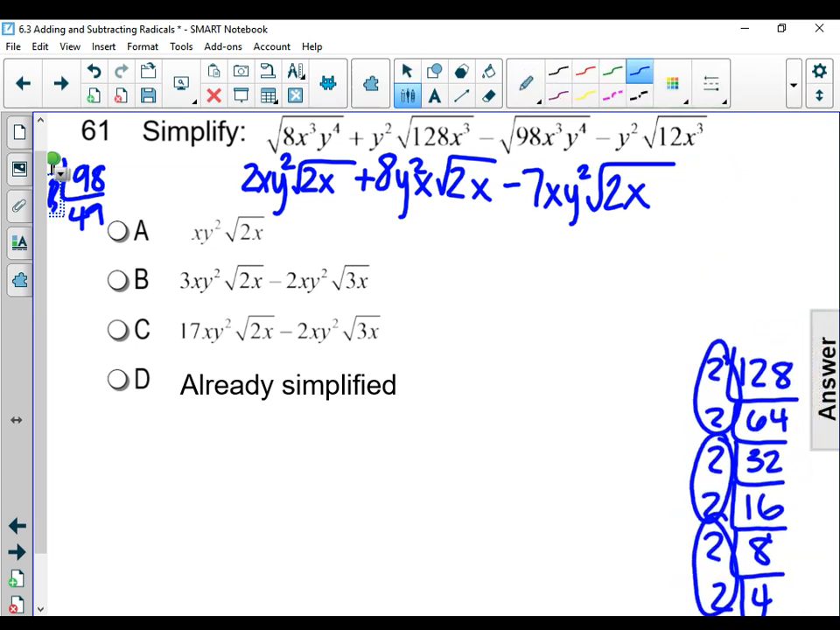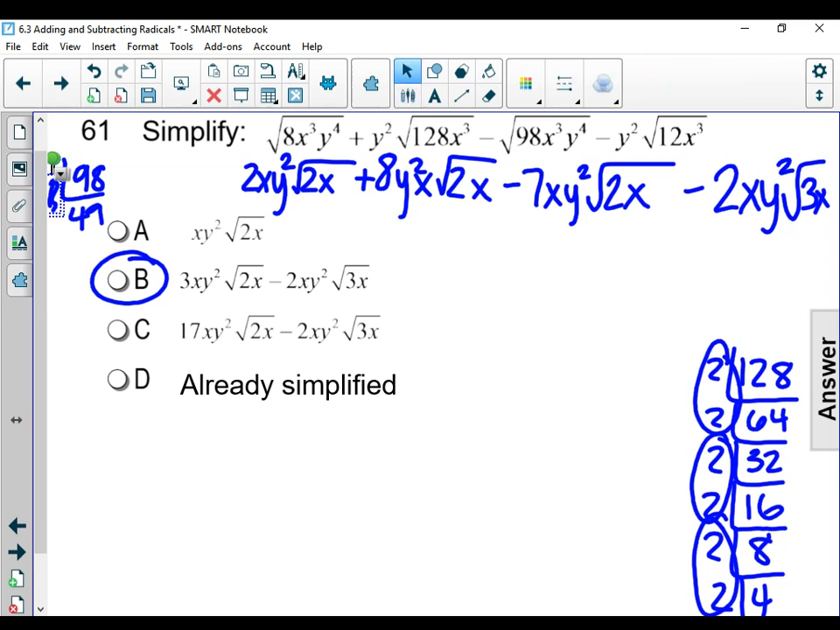And our last one, 12, we know that's going to reduce to 2 root 3. We still have an x that came out. We still have our y squared, but then we have 3x inside here. So we are going to be able to find everything except for that last term. So 2 plus 8 gets me 10, minus 7, which is 3. That is why B is our answer. We cannot combine it with that last one because it has a 3 in the radical instead of 2. Okay? Any questions on that?